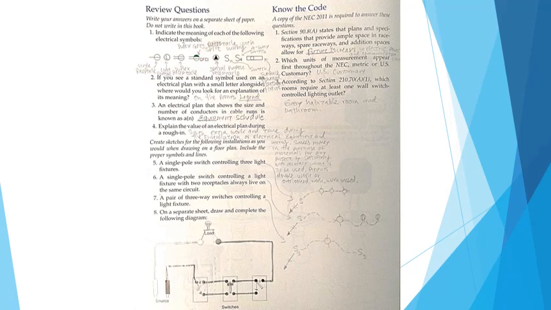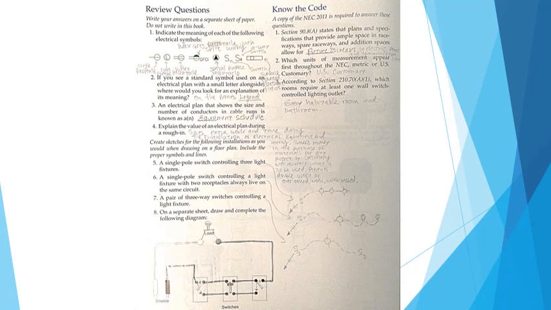In this section, create sketches for the following installations as you would when drawing on a floor plan. Include the proper symbols and lines. Number 5, a single pole switch controlling 3 light fixtures. And you can see the sketch and the symbol on the right hand side, lower right. Number 6, draw a single pole switch controlling a light fixture with 2 receptacles always live on the same circuits. And as you can see, this is drawn on the right lower side again.